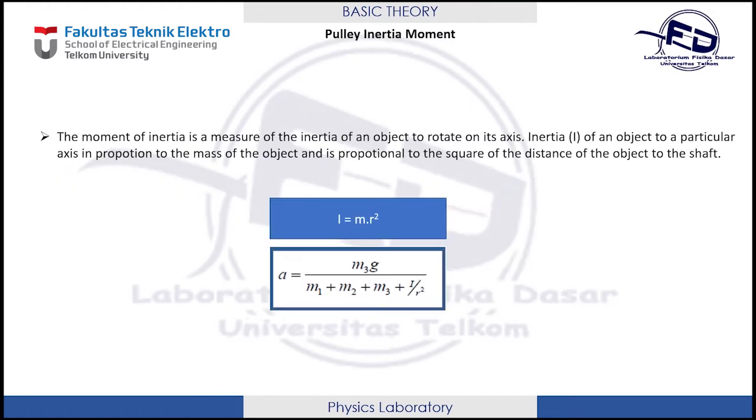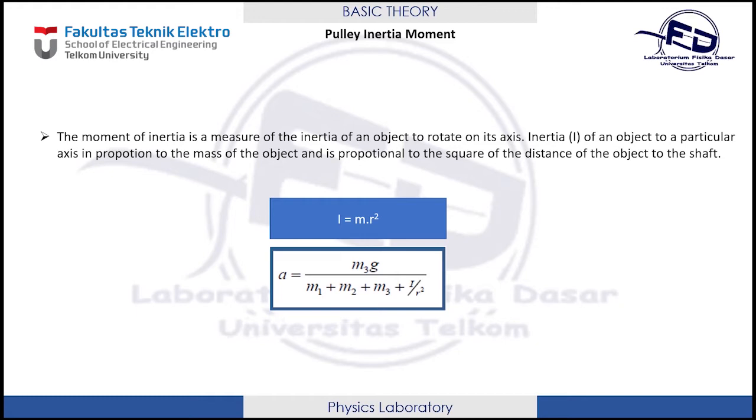The last one is the basic theory of pulley inertia moment. The moment of inertia is a measure of the inertia of an object rotated on its axis. Inertia of an object to a particular axis is in proportion to the mass of the object and is proportional to the square of the distance of the object to the shaft. Right here, we will learn how to measure the inertia moment of the pulley from the Atwood machine. Then, the equation of inertia moment is I equals m times r square, with I as inertia moment, m as mass, and r as radius.